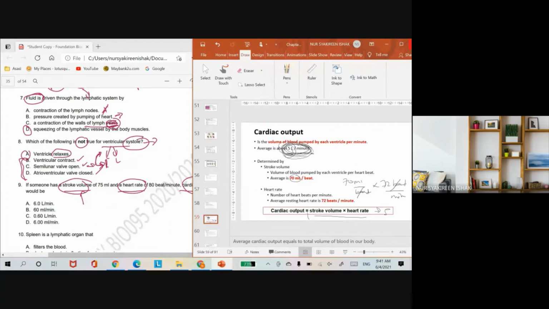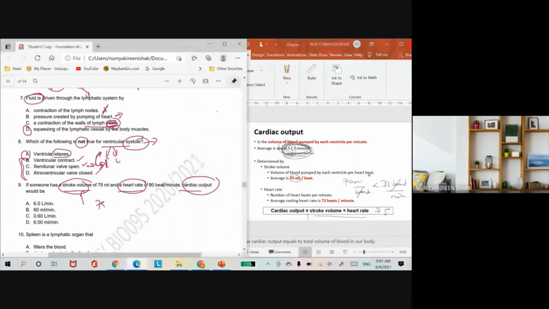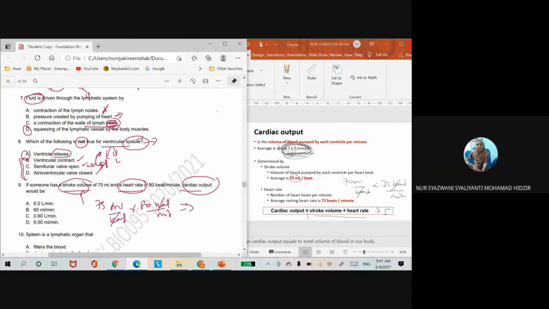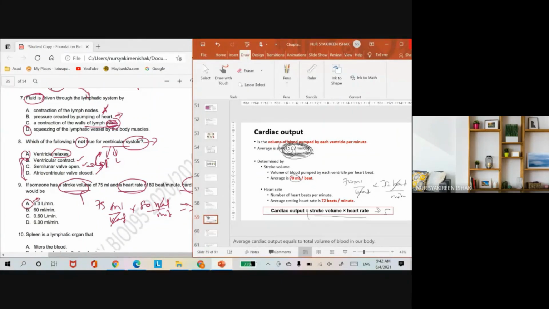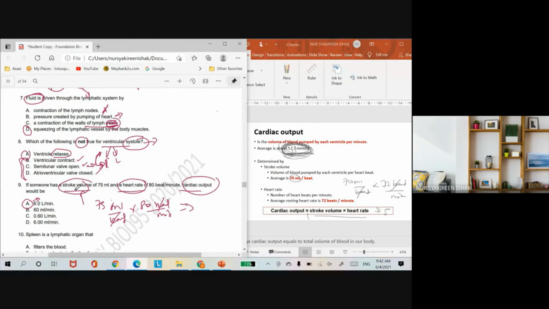So in this case, the question gives 75 ml per beat times 80 beats per minute. So what is the answer? Try to calculate. 6 liters per minute. 6 liters per minute. So this is a bit more than the average. Maybe this is the value for an athlete.